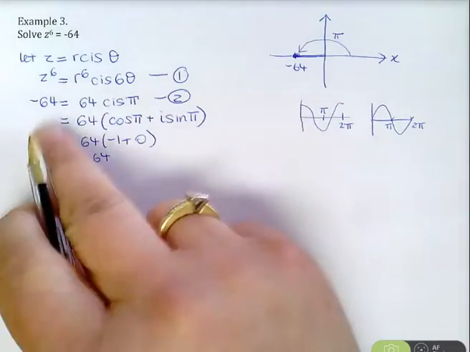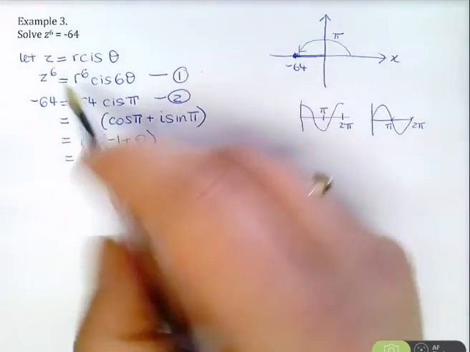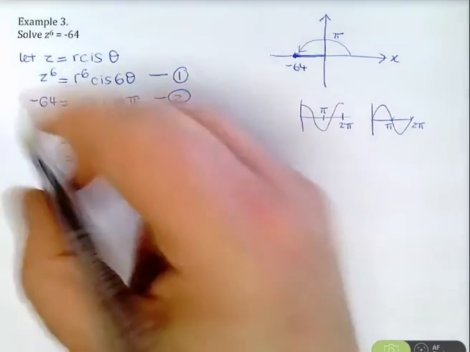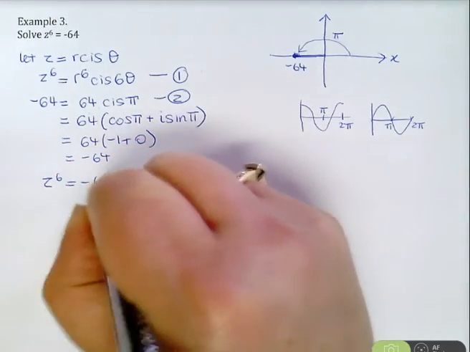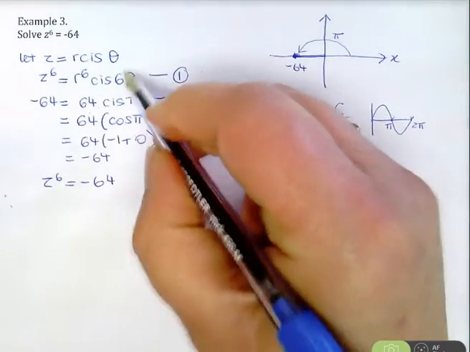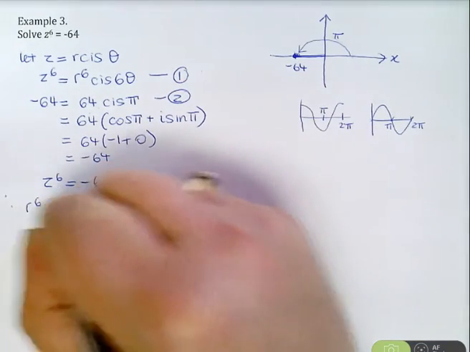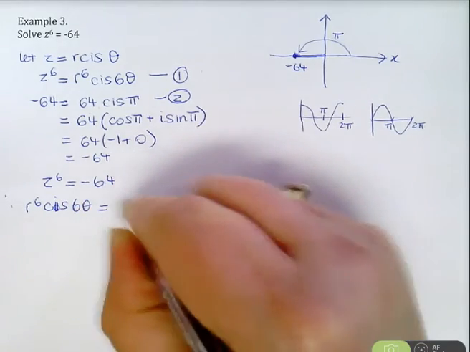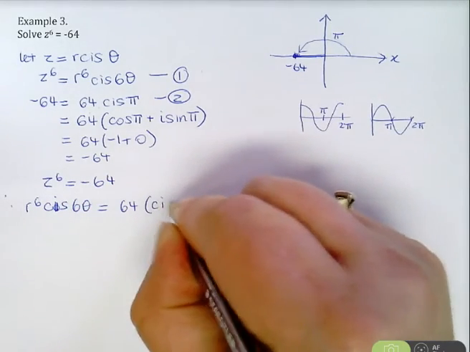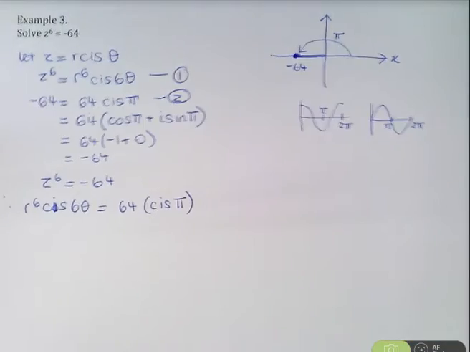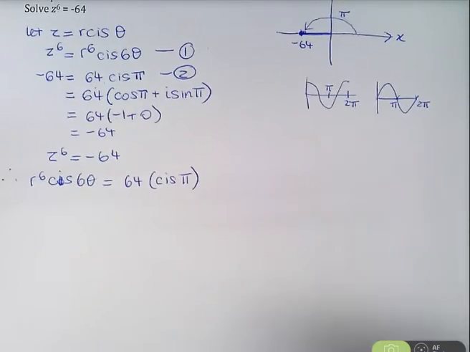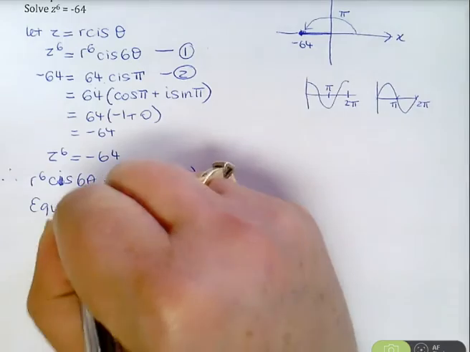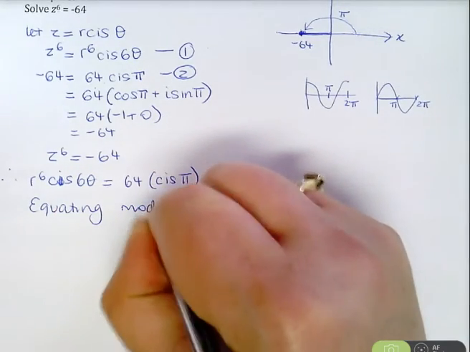Now, I'm going to call this one and this one equation 2. Okay, so therefore substituting both these, so if we've got that z to the power of 6 is negative 64, I'm going to replace both equations with these. Therefore r to the power of 6 cis 6 theta equals 64 cis pi. Now, equating moduli and arguments.